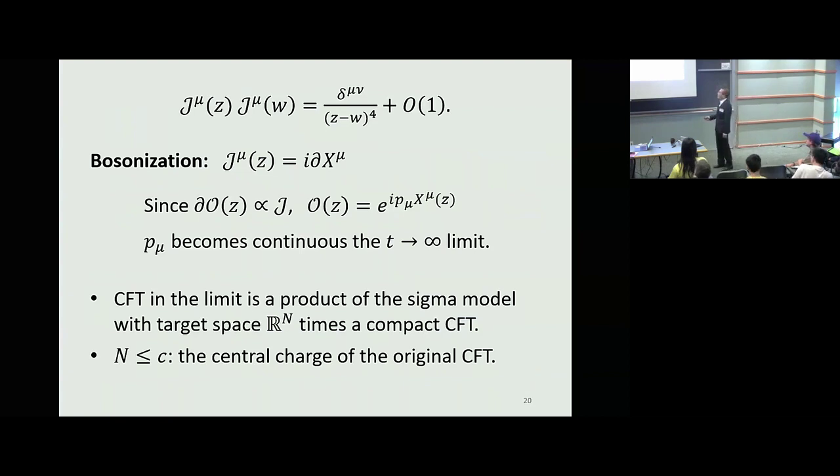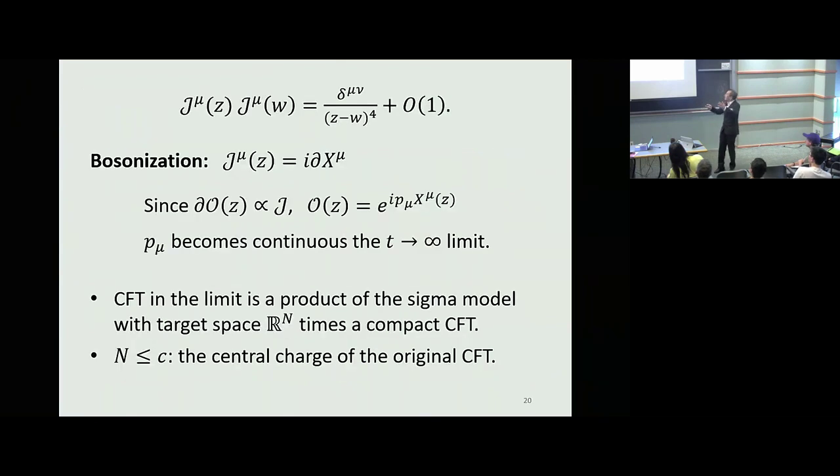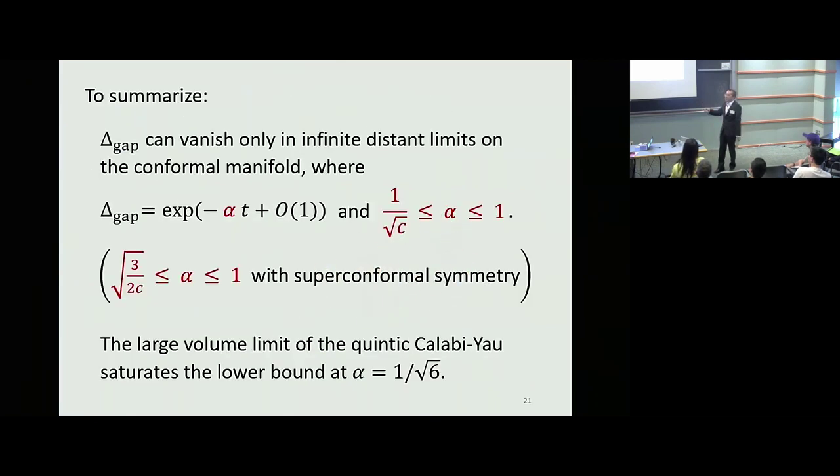times a compact CFT. Now, assuming that the total central charge is C, since the compact CFT part should also have non-negative central charge, N has to be bounded by C. Now, you can show that if the CFT decompactifies to R^n, then alpha becomes actually 1 over square root of M. So from that, we can see that alpha is bounded below by 1 over square root of C. So this is what we showed: that the gap can vanish only in a finite distance limit in the conformal manifold, where the gap decays exponentially like that, and this is bounded in this way.